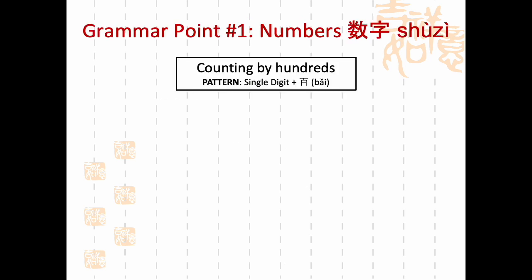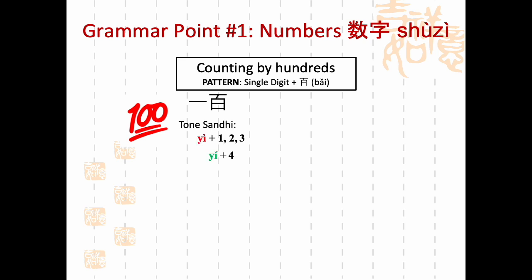For instance, if you wanted to count by hundreds, you would just put the single digit in front of the character for 100, 百. Let's look. For 100, we would say 一百. 1 plus 100. And don't forget the tone sandhi rule here too, right? 一 for 1 is normally pronounced with first tone, but when it's followed by a character that is either first tone, second tone, or third tone, it changes to fourth tone, as in this case. So it would be 一百.